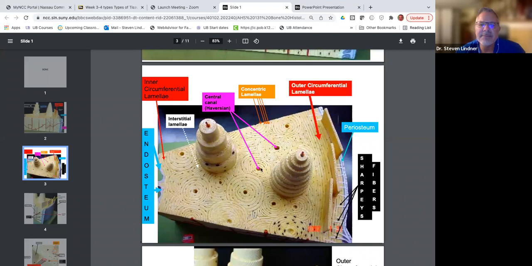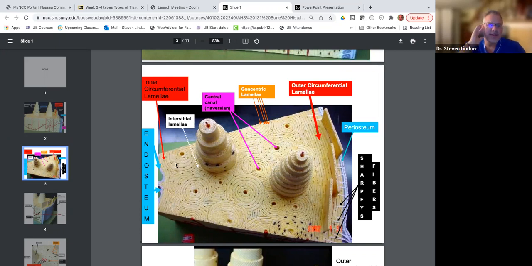Now, in between the osteons, right? So in between, let's say this osteon here and this osteon here, we see these partial concentric rings. They're not fully concentric lamellae, right? They don't make complete circles. They're partials, because these are remnants of older osteons that were broken down.